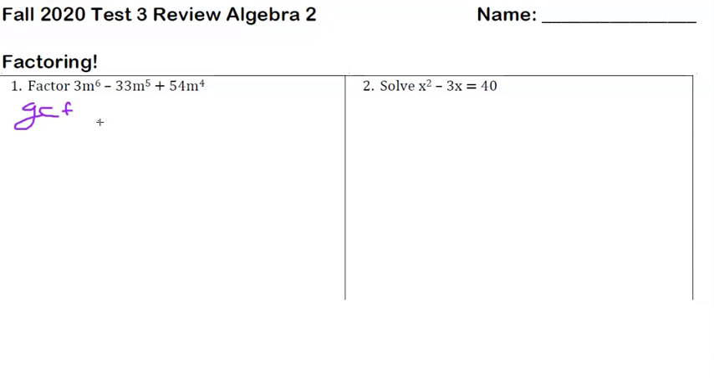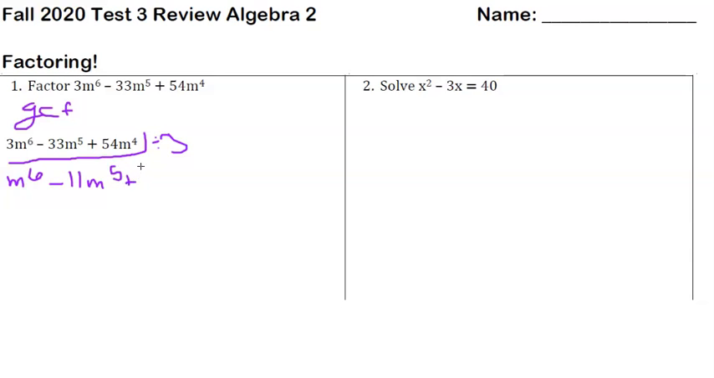So to do that, let's go ahead and set up our trinomial. Okay, it looks like a number we can pull out of all 3 of these terms is a 3. So let's divide each term by 3. So then we have m to the 6th power minus 11m to the 5th power plus 18m to the 4th power.